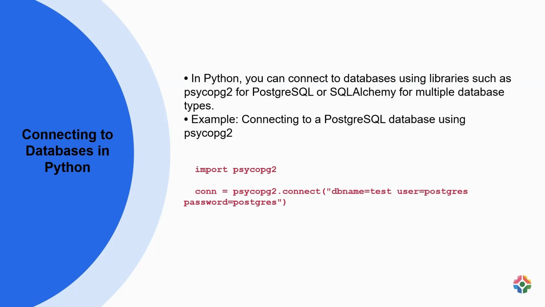To establish a connection to a PostgreSQL database using psycopg2, one must first import the library. Subsequently, the psycopg2.connect method is utilized, passing the necessary connection parameters such as the database name, username, and password as arguments. This establishes a connection to the PostgreSQL database, allowing for operations like querying or updating data.